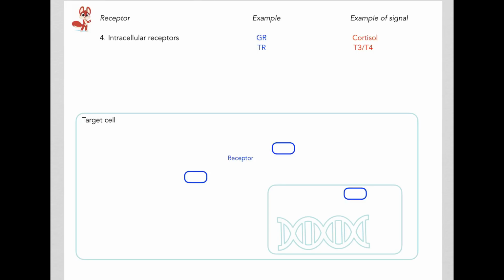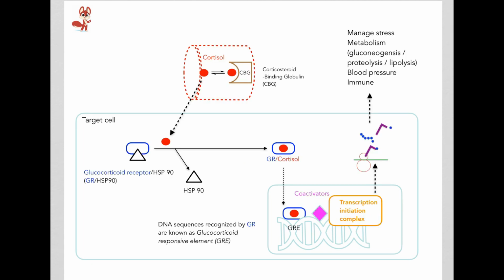Let's first look at the glucocorticoid receptor, whose signal is the hormone cortisol. We discussed cortisol under starvation in a previous video, so we'll have a quick recap about how cortisol carries out its cell signaling. Now, cortisol is a steroid. It's not very water soluble.